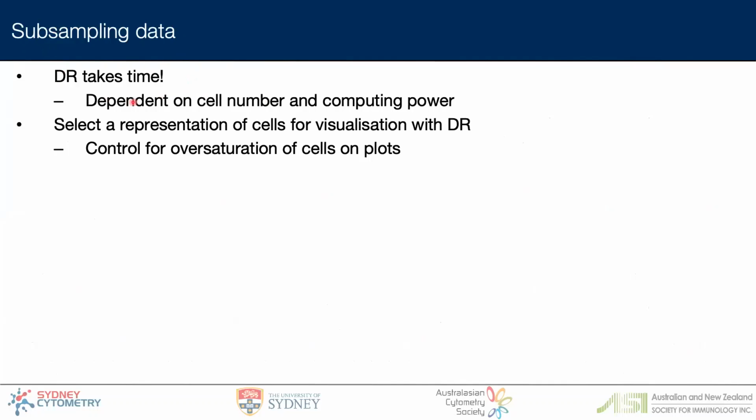So one thing to keep in mind is that dimensionality reduction does take a long time. And for those in the workshop this afternoon, we'll get to run some of that and you'll get to appreciate that if you haven't already. And again, this is dependent on the cell number and your computing power. So when it comes to subsampling your data, we do this because we want to try and get a representation of all of the cells from your total data set to try and visualize them on a dimensionality reduction plot. And again, this just helps control for the oversaturation of cells.